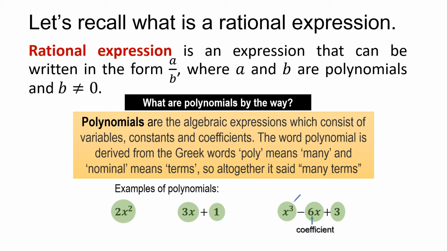Next, the letter x in this polynomial is what we call the variable. Variables refers to letters or symbols in a polynomial. Lastly, the number 3 here, the integer, is what we call the constant. Constant refers to any integers, to any numbers in a polynomial. Alright.